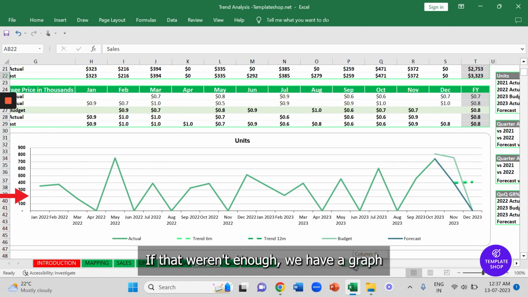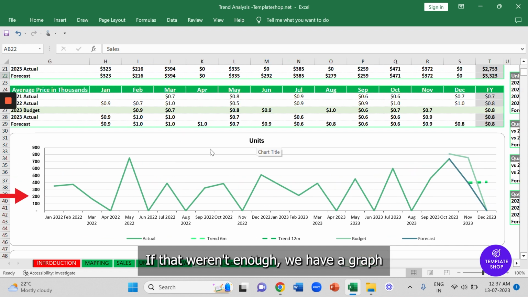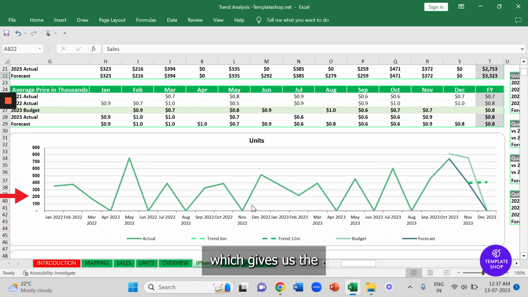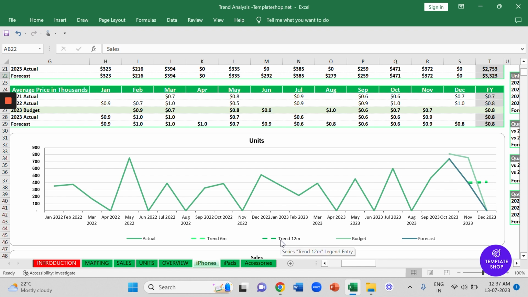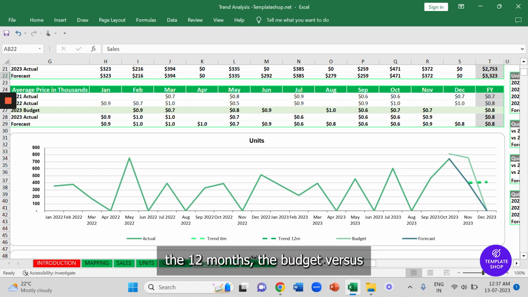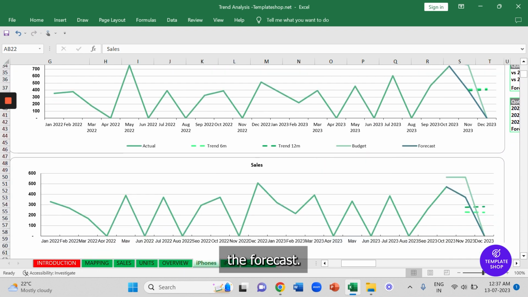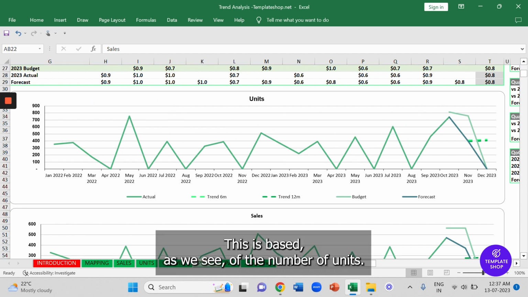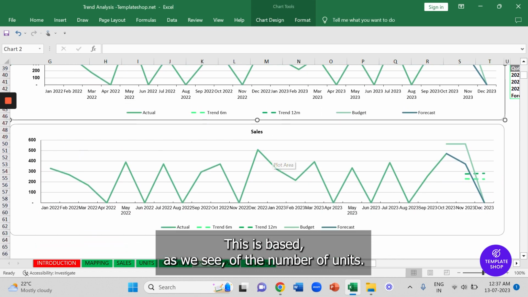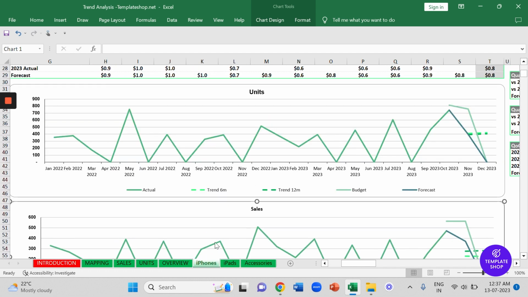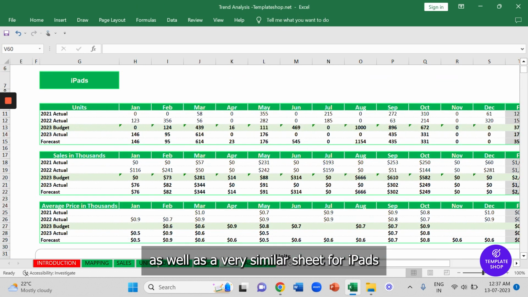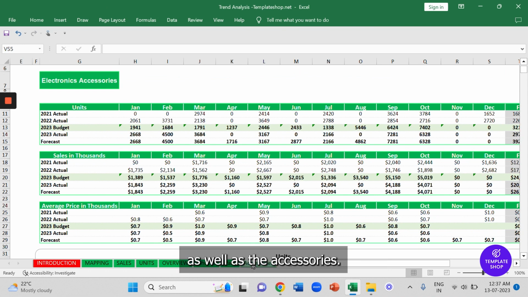If that weren't enough, we have a graph which gives us the actuals versus the trend for 6 months, the 12 months, the budget versus the forecast. This is based, as we see, on the number of units. Similarly, we have it for sales, as well as a very similar sheet for iPads, as well as the accessories.